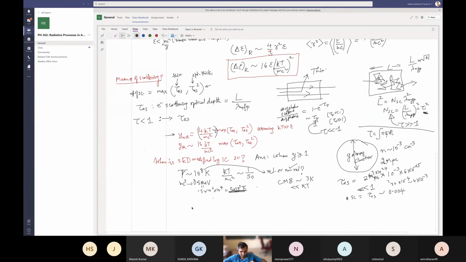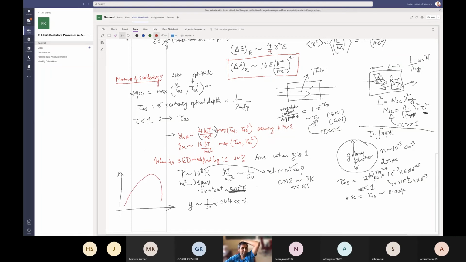So the Compton-y for galaxy clusters is 1 by 50 times 0.004, which is actually much less than 1. So what it means is that the CMB spectrum that we are looking at behind a galaxy cluster, so this is the CMB spectrum, the cosmic microwave background.